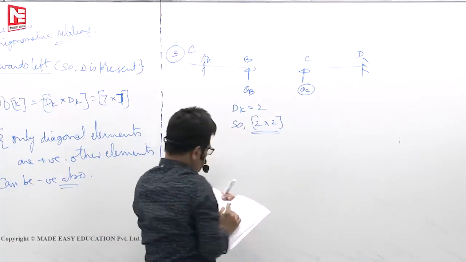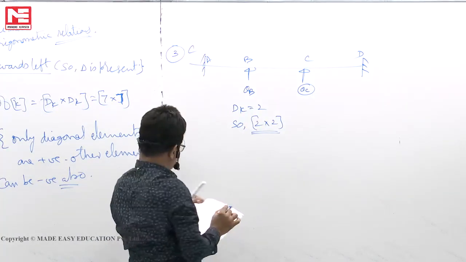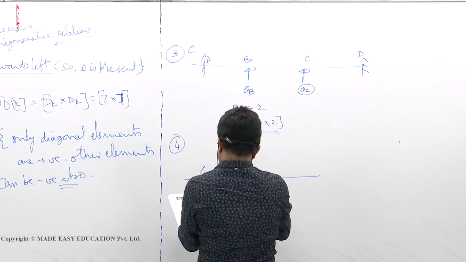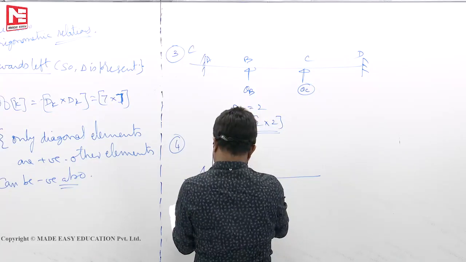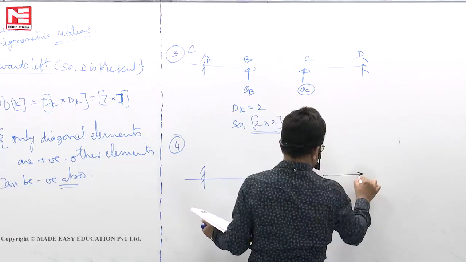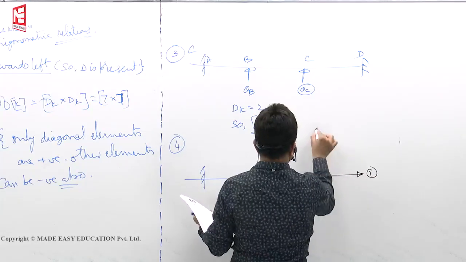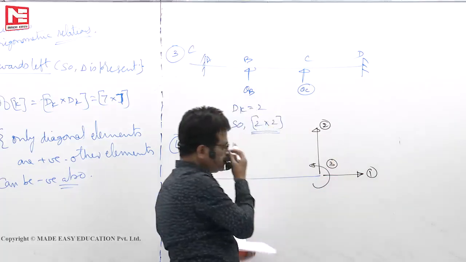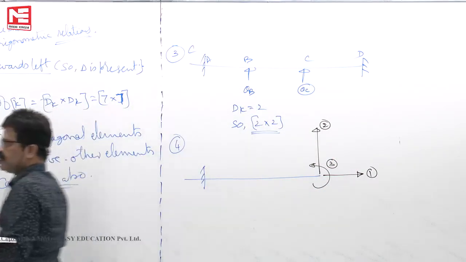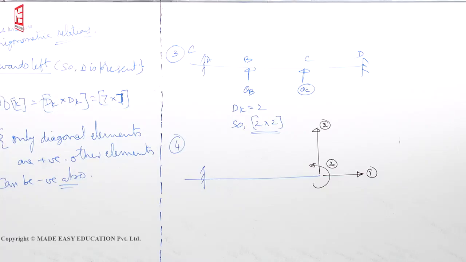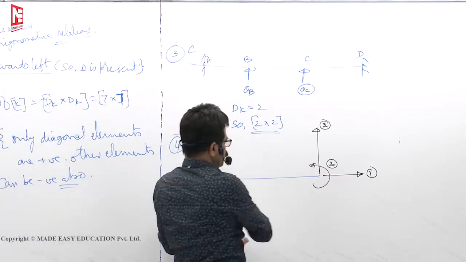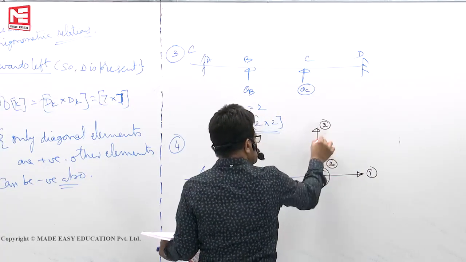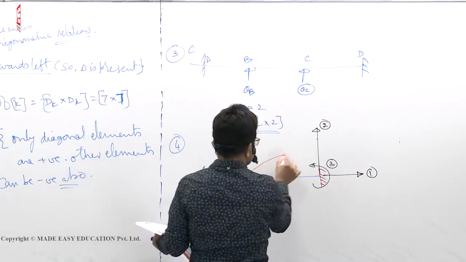Fourth one. For the beam shown below, the stiffness coefficient K22. These are the coordinates 1, 2, 3. K22 means you have to imagine that all elements are fixed. This is the symbolic representation of fixing all the coordinates. K22 means force at coordinate 2 to produce unit displacement at 2. Like this.